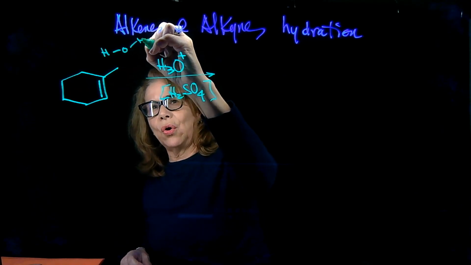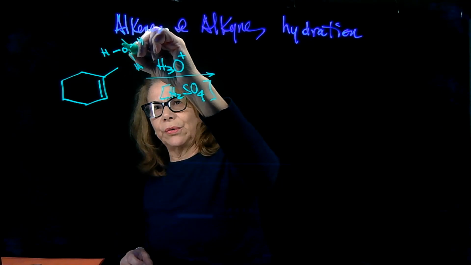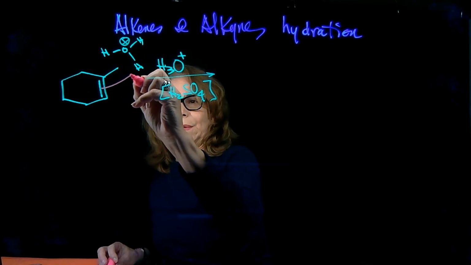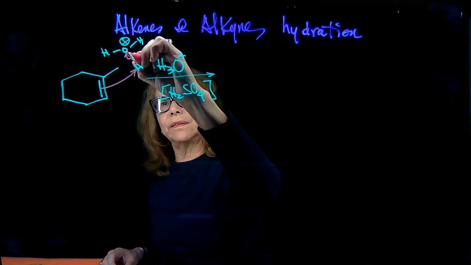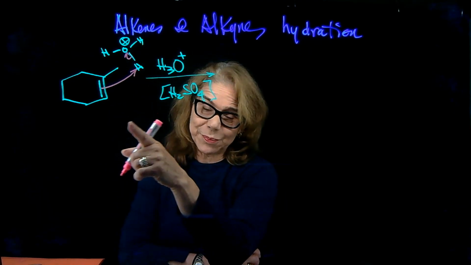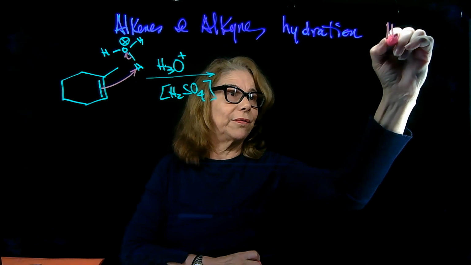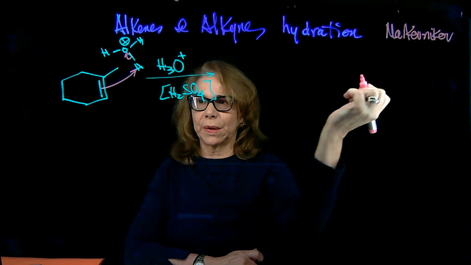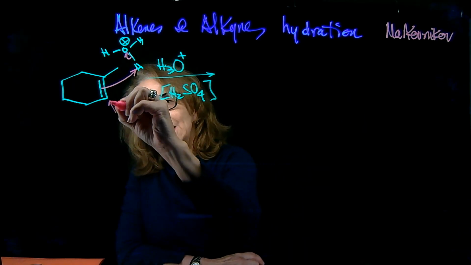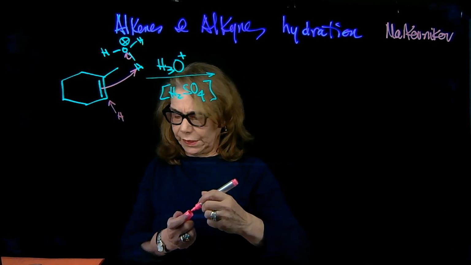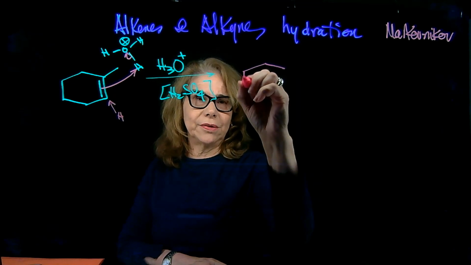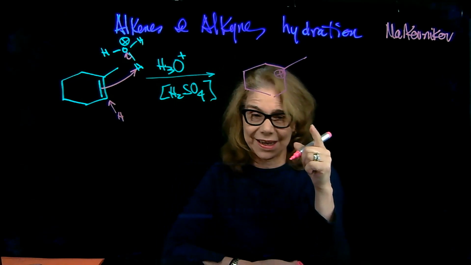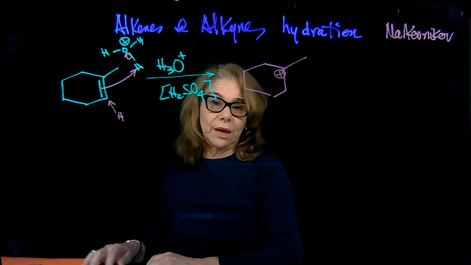So I'm going to draw the hydronium here, and what we do is the pi electrons are going to be acting as base. I'm going to get the proton, and this is going to be protonated in Markovnikov fashion. So the regioselectivity here is Markovnikov, because if you add that H here, then you will be creating a carbocation that's more stable, more substituted. That's your intermediate. That's the same as what we observed before.